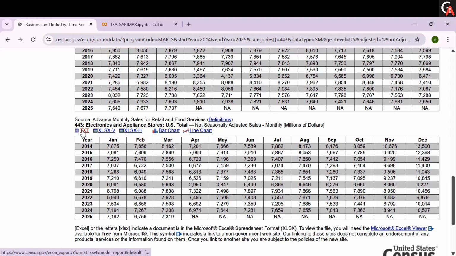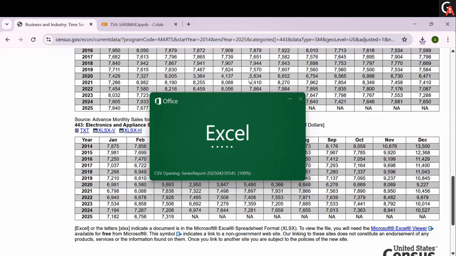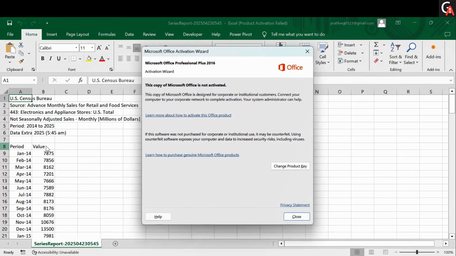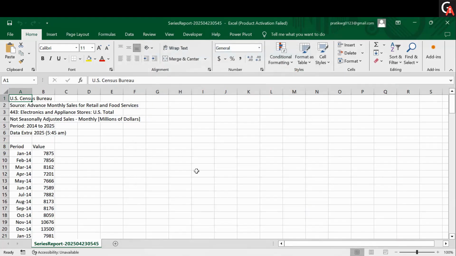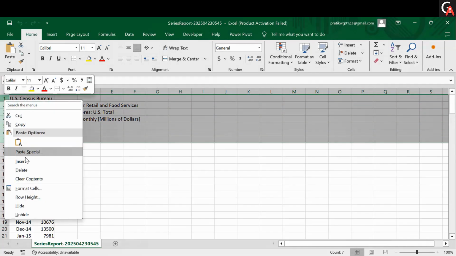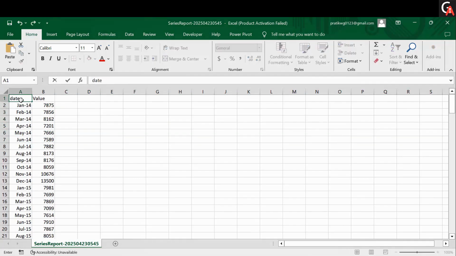Just click on this link. You will be able to see this CSV file getting downloaded. Open that CSV file. Then you will be able to see that there are two columns available, period and value. We'll delete the rest of the rows that are not required, and we'll rename this column as date and this column as sales. Now, this data is present in the month and year format.